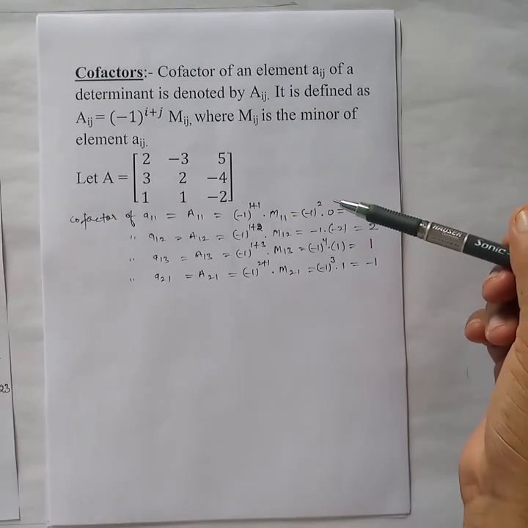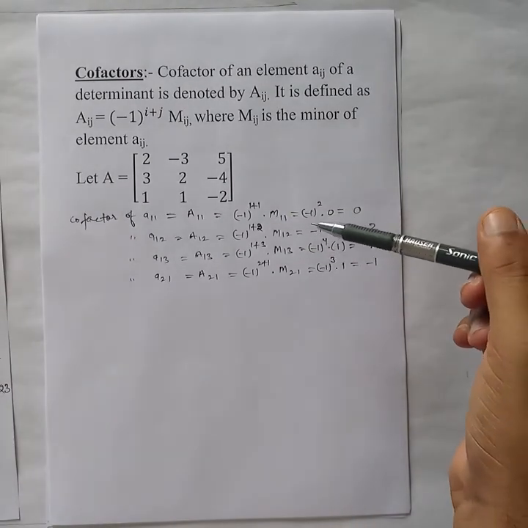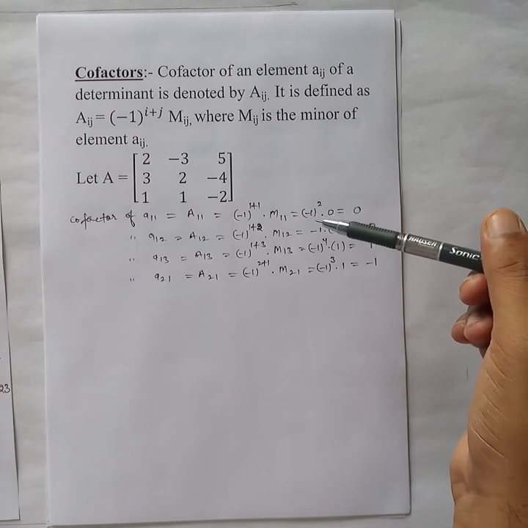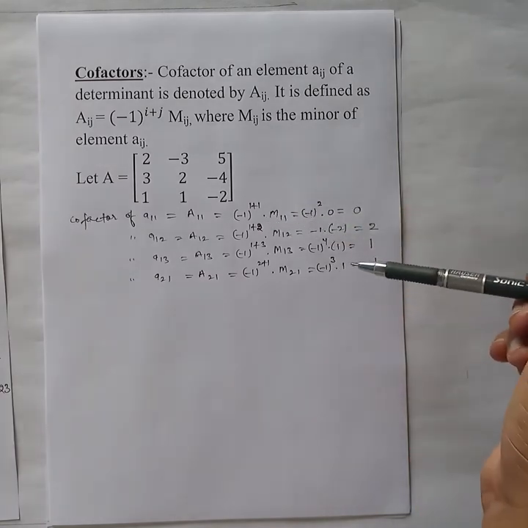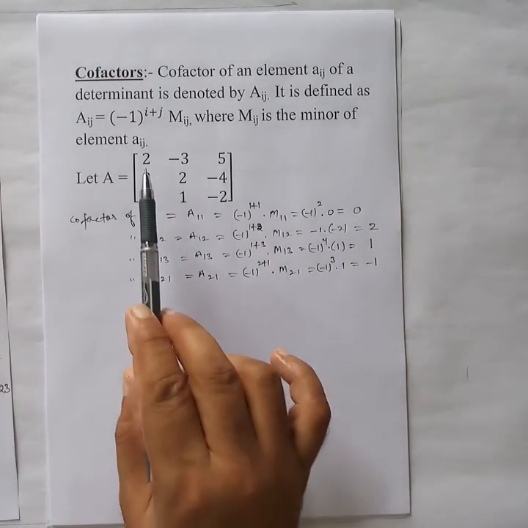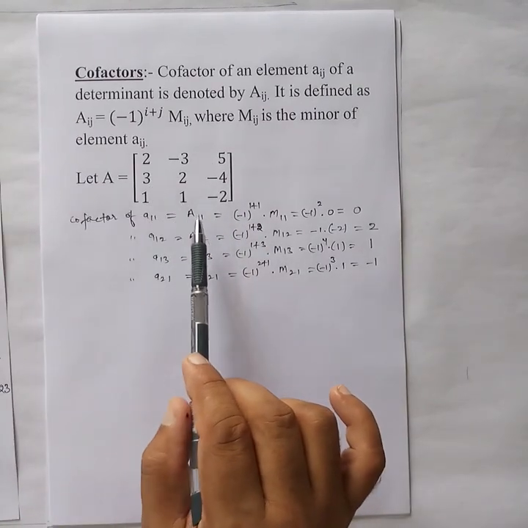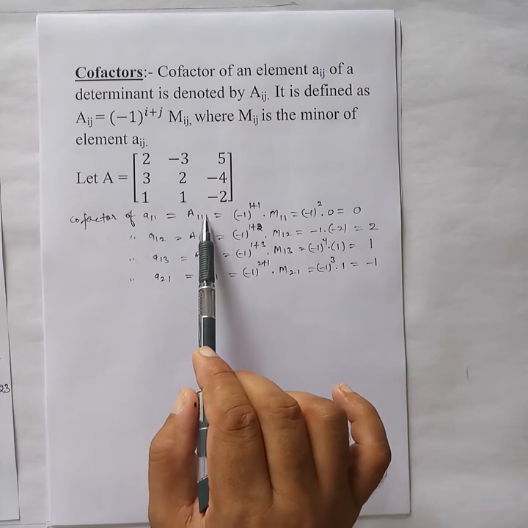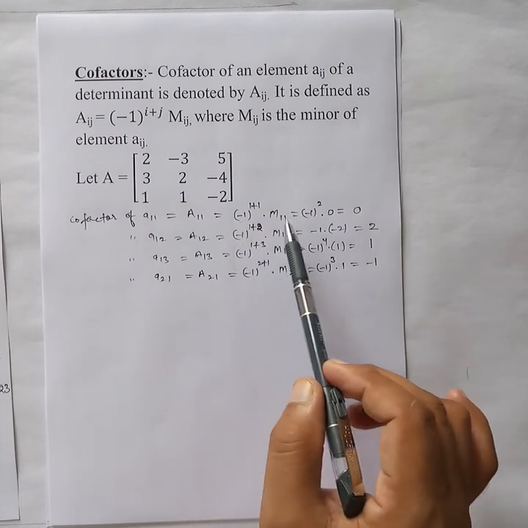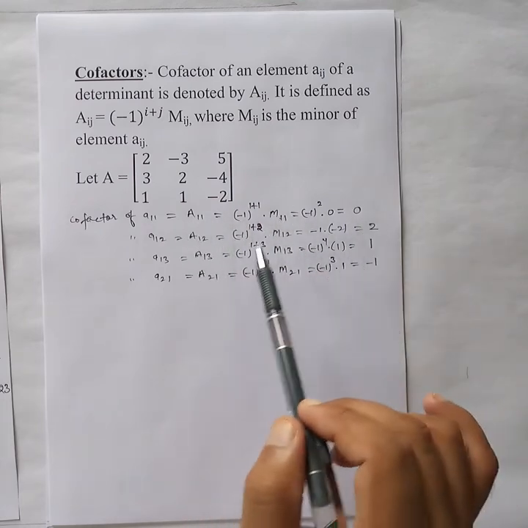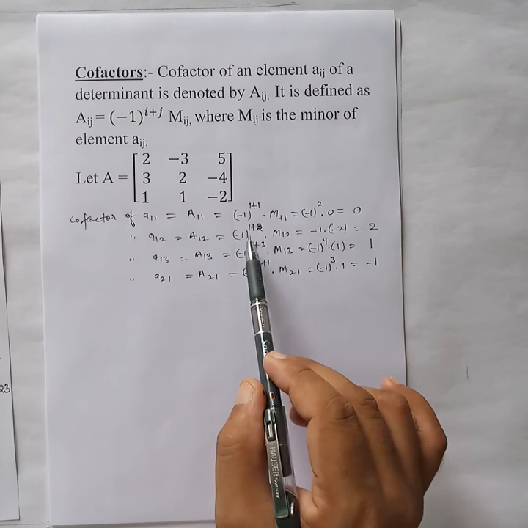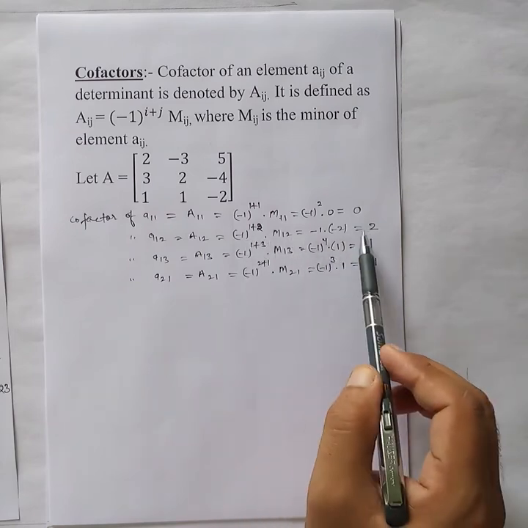So what is the basic difference between a minor and a cofactor? We see from here that a cofactor of an element is very closely related to its minor. There is a difference of negative sign only, and when and where this difference occurs, it's due to position of an element. If the sum of suffixes of the element is an even number, then the minor of element is equal to its cofactor. If the sum of suffixes is an odd number, then we have to put a negative sign before its minor.